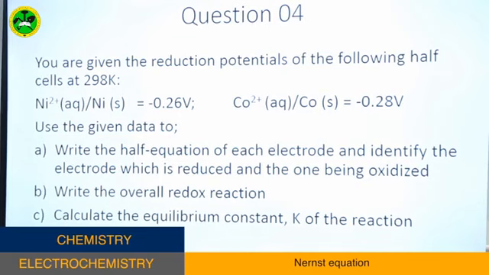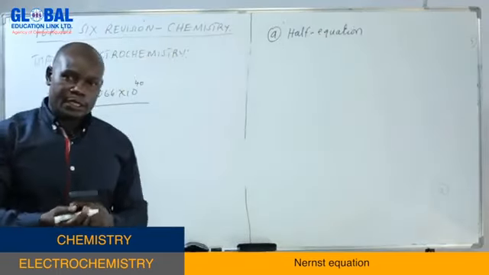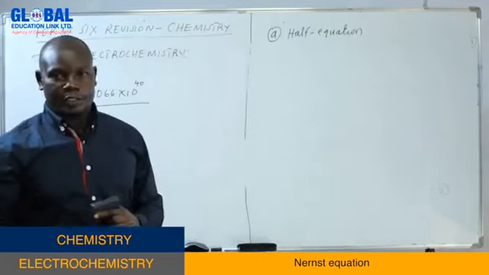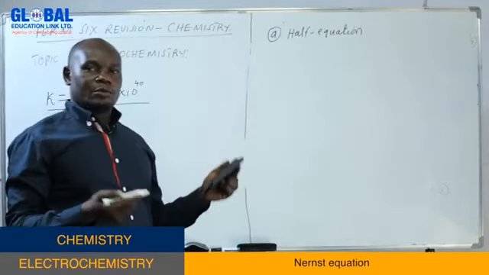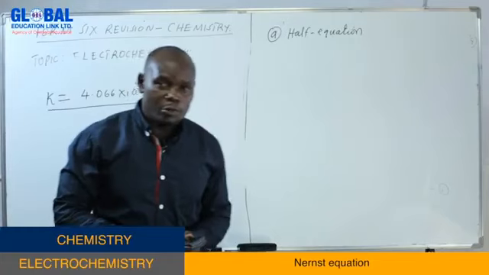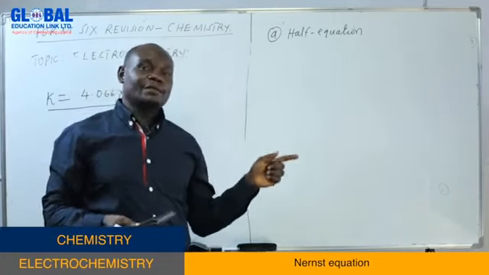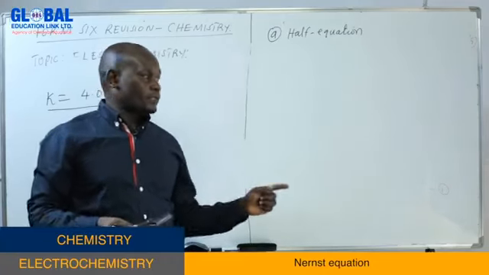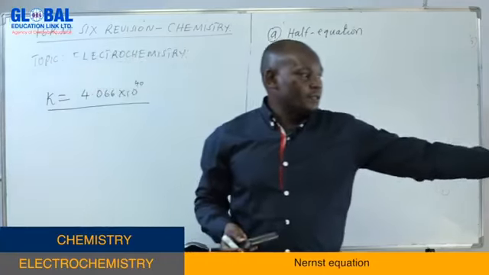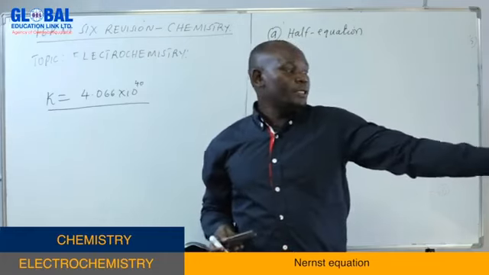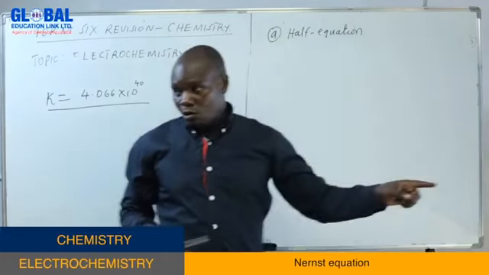So A, half equations of the cell. You have to write the oxidation half equation and the reduction half equation. So which undergoes oxidation and which will undergo reduction? The one with the more negative potential is the one that undergoes oxidation, and the one with the less negative is the one that will undergo reduction. So here, cobalt is the one with the more negative, so it is the electrode that will undergo oxidation.